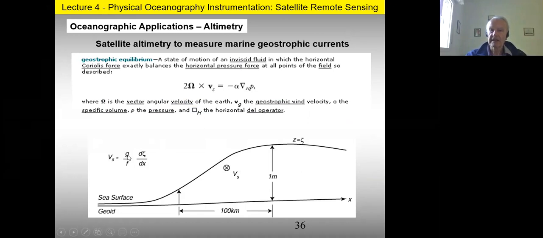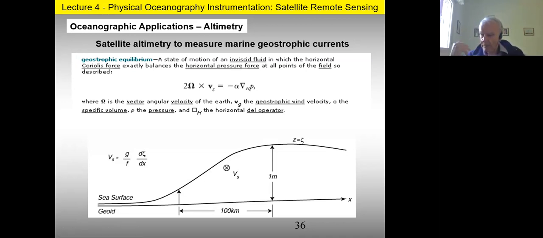g is the gravity constant, f is the Coriolis parameter, and dη/dx is the horizontal gradient of sea surface height. So at each point, from the satellite measurements, we can determine the velocity, and we obtain the geostrophic current velocities all over the world ocean by simply doing the sea surface height measurement.